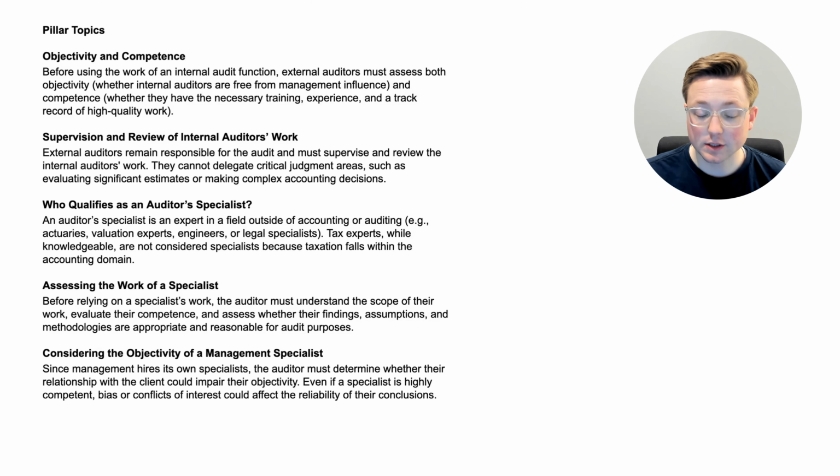Now let's talk about assessing the work of a specialist. Before relying on a specialist's work, the auditor must understand the scope of their work, evaluate their competence, and assess whether their findings, assumptions, and methodologies are appropriate and reasonable for audit purposes.